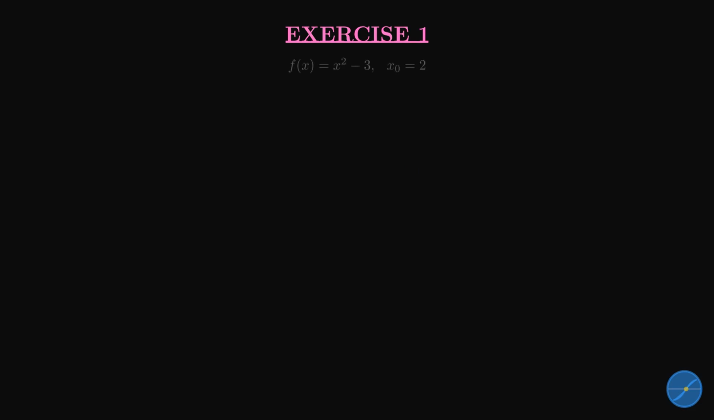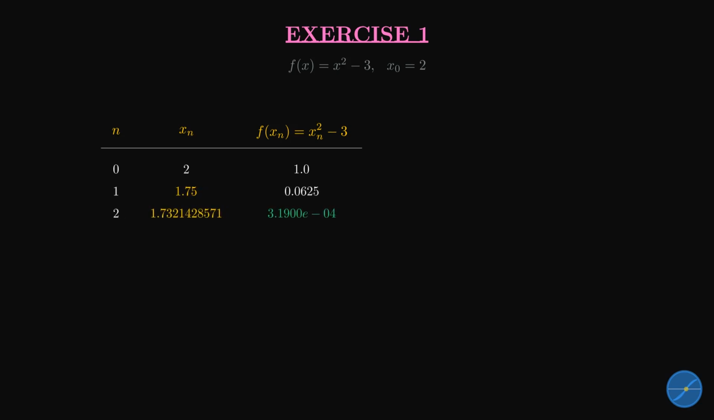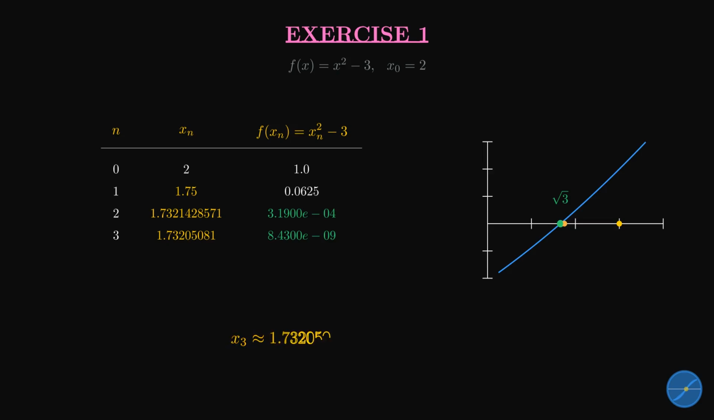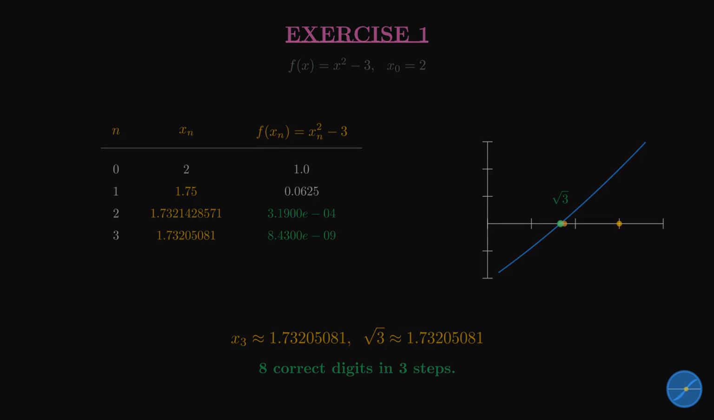Here's the run. From 2 you get 1.75, then 1.7321, then 1.73205008, and f drops from 1 to 0.06 to 0.0003 to about 10 to the minus 9. x3 matches the square root of 3 to 8 decimal places. 8 correct digits in just 3 steps.